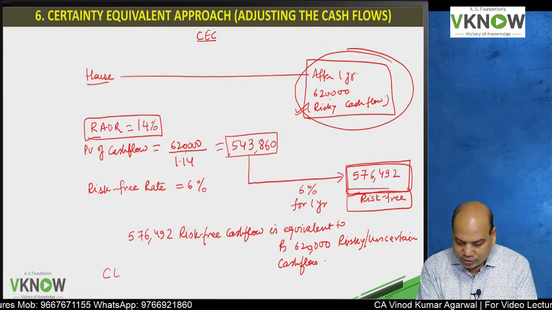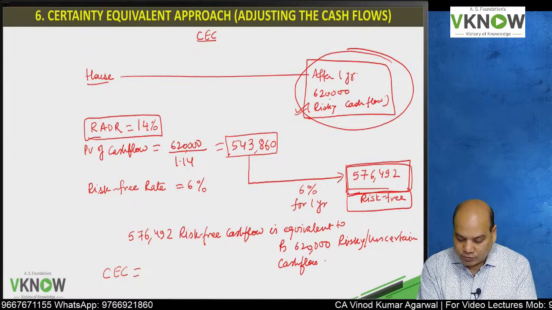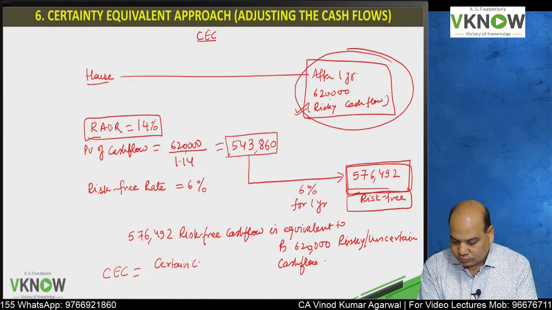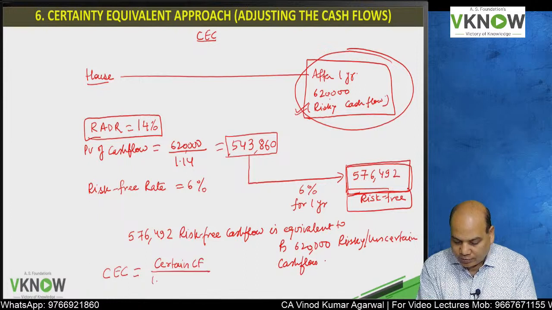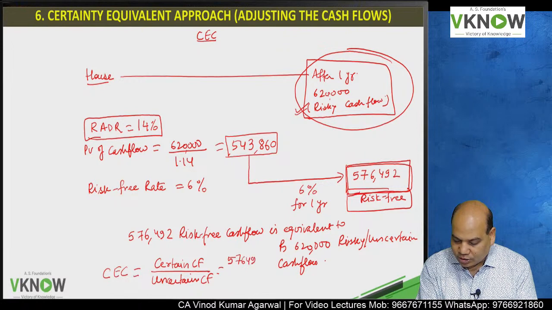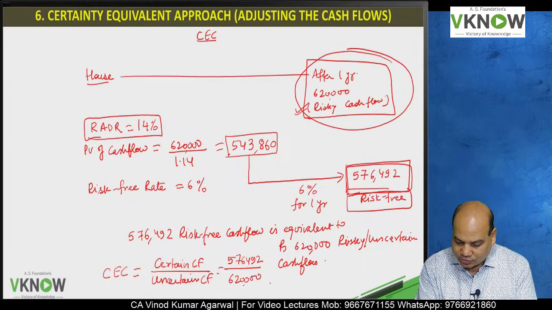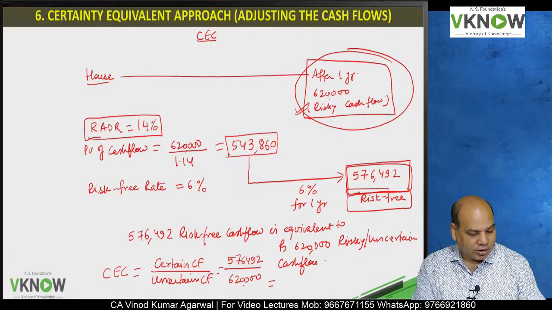What is the certainty equivalent coefficient here? Certainty equivalent coefficient here will be certain cash flow divided by uncertain cash flow. Certain cash flow in our example, type on your calculator 5,76,492, divide by 6,20,000. So anybody who would be interested in replying?